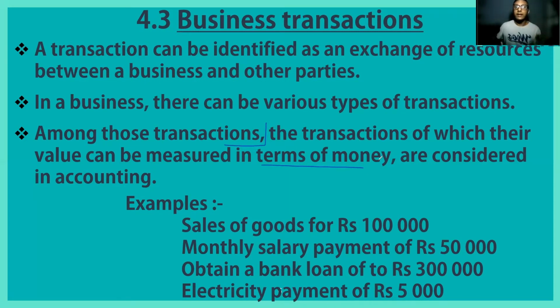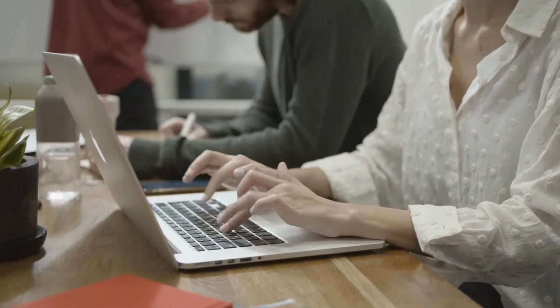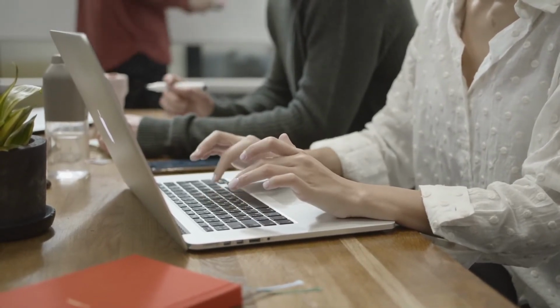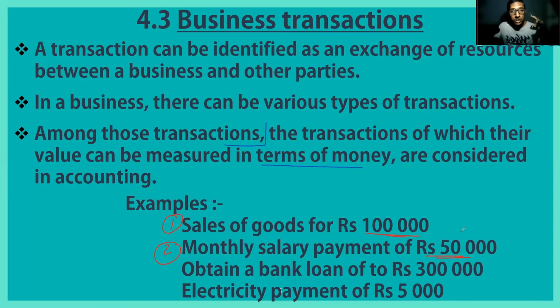But when it comes to financial accounting, we only consider money measurable things, right? Some examples of money measurable things would be sales of goods for 100,000. So there is a value, 100,000, right? And the second one, monthly salary payment of 50,000. Here also we have a value. Obtain a bank loan of rupees 300,000 and electricity payment 5,000, like that. But we can't include that specific worker, right?